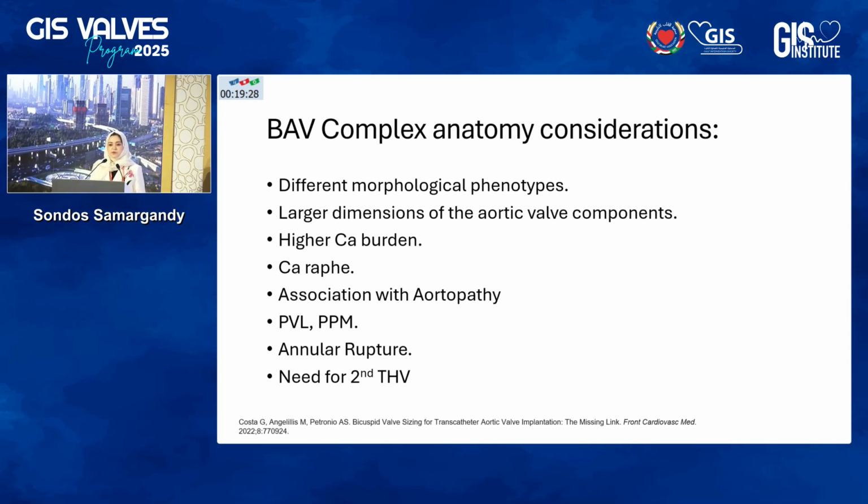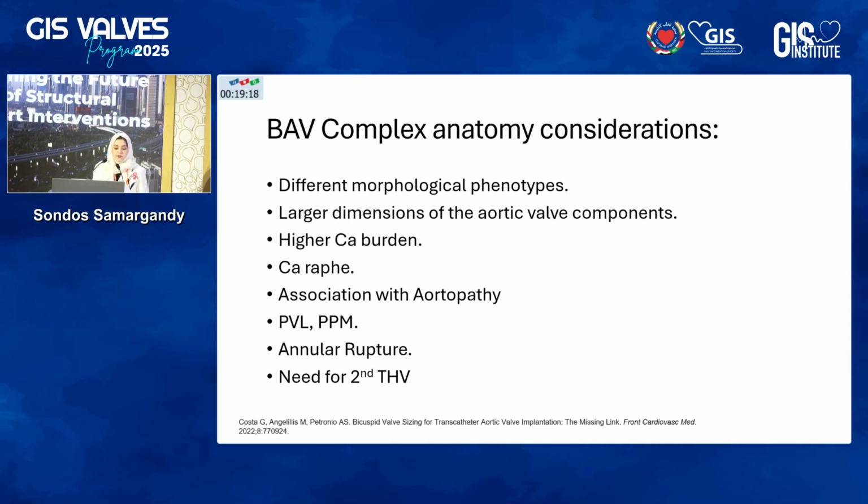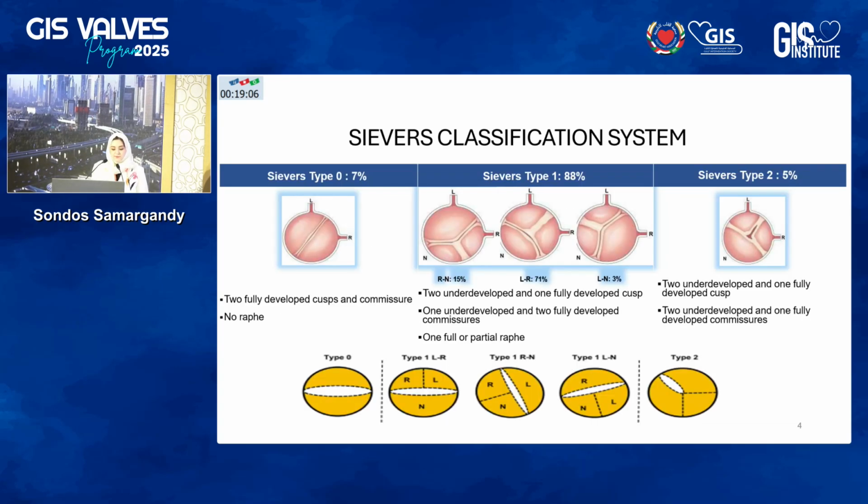The bicuspid aortic valve, we haven't touched much on it this year, but we know it has a different morphology type and larger dimensions. We know it has a very high calcium burden, and the raphe always poses challenges. We have PVL, we have PPM, and the fear of annular rupture, and the possibility in the future of having a second TAVR. The classification that is most commonly used is the Sievers classification.